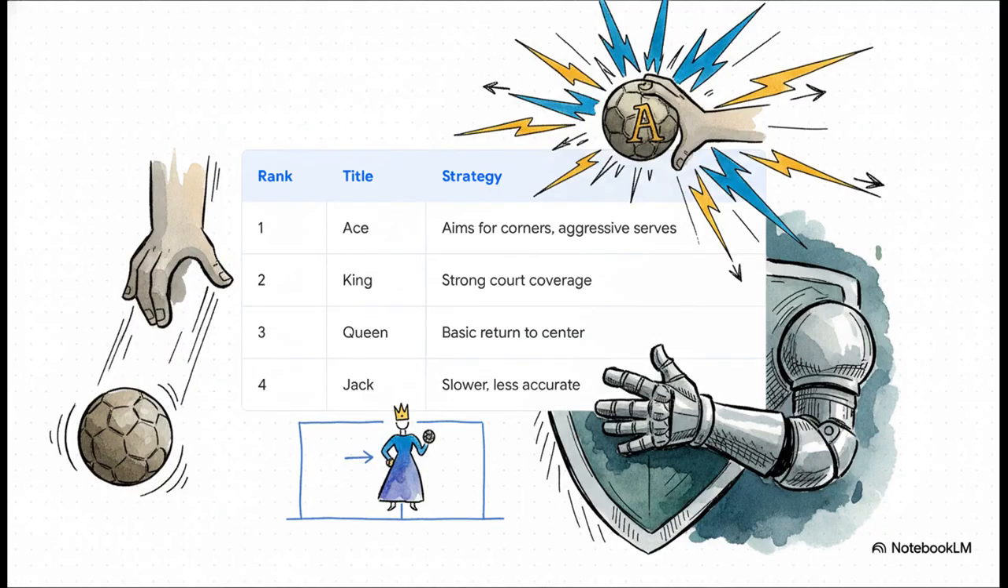This created this awesome ladder of opponents. You start with the jack, who's a bit clumsy, the queen knows the basics, the king is a tough defender, but the ace plays to win. Aggressive serves, smart shots. It makes the game so much more dynamic and fun.